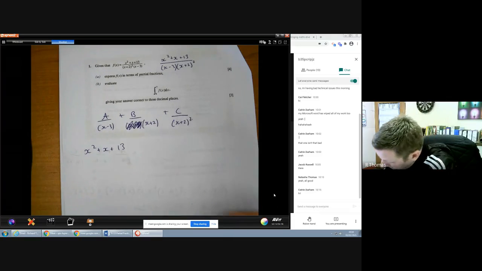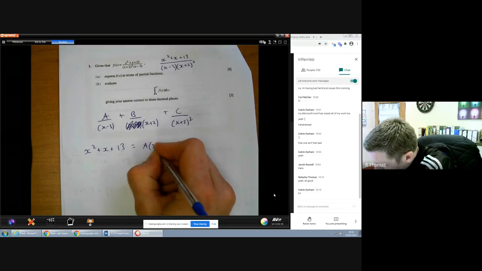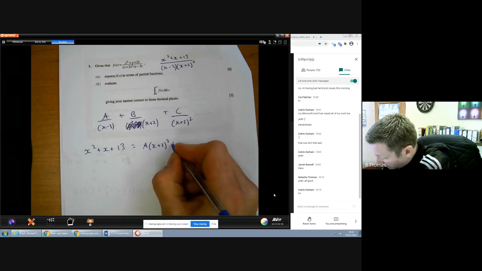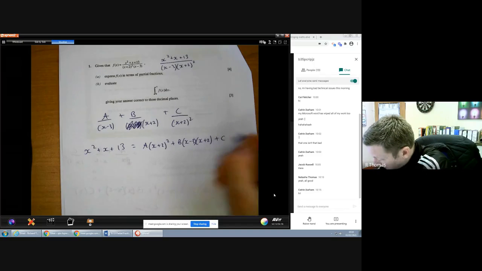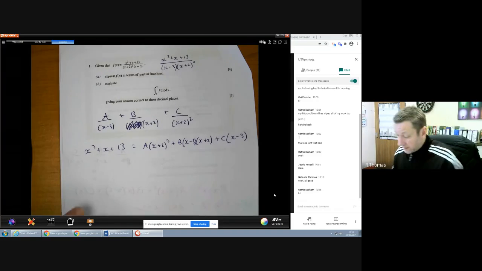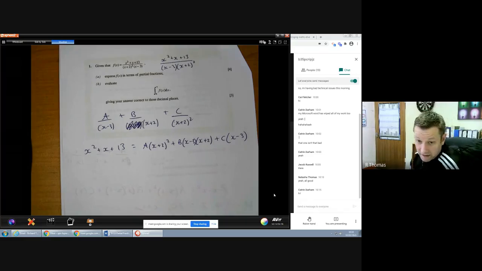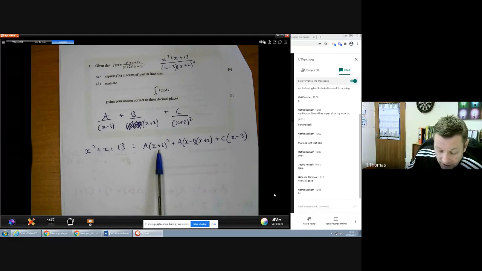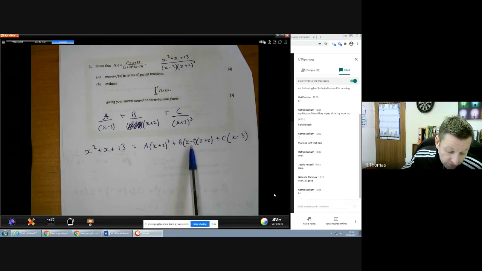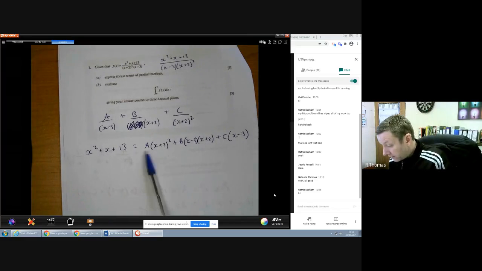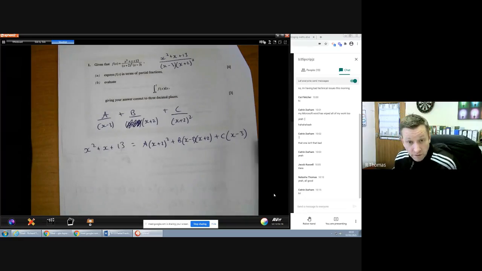That's the routine, right? So A(x plus 2) all squared plus B, 1 of each of them, plus C(x minus 3). And again, the routine now is pick values of x that are going to turn the brackets into 0. So I'm sure you'll agree we'll use x equals minus 2, and we'll use x equals positive 3. That will eliminate 2 of them, and then we'll use x equals 0 to get the third one.